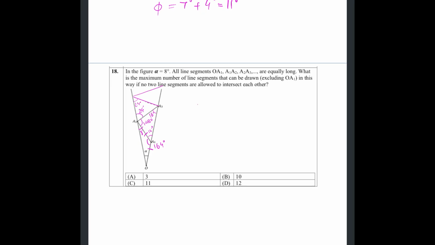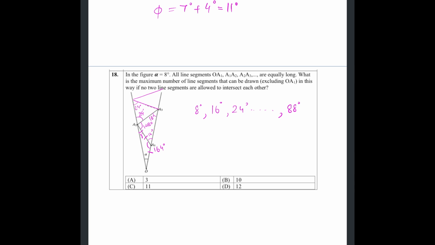So when will this stop? When will we no longer be able to draw a line? When the base angle becomes more than 90 degrees. So we see a pattern forming here, 8 degrees, 16 degrees, 24 degrees, and it can go up to 88 degrees. But when it becomes more than 88 degrees, we won't be able to draw an isosceles triangle. So the base angle should always be less than 90 degrees in an isosceles triangle.